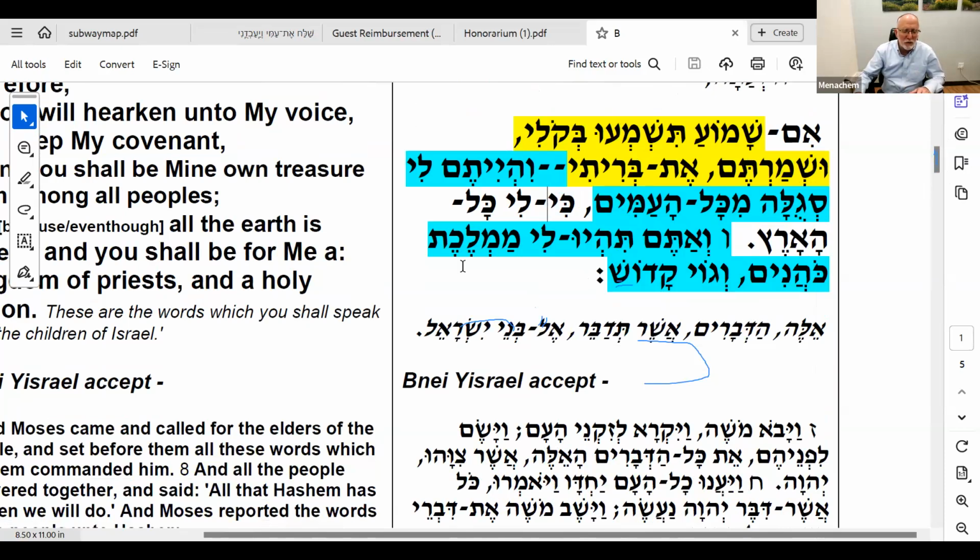Here's where I now close my quotation mark, correct? That's the end of the quotation. And then, Eleh hadevarim asher tedaber el b'nei Yisrael. That's when God finishes talking to Bnei Israel. But all I want to point out is the formality of what's happening here.